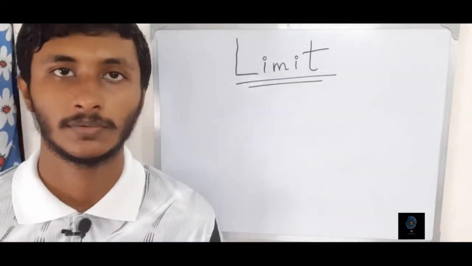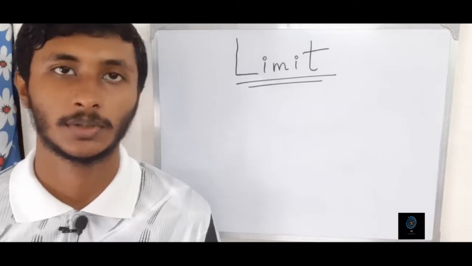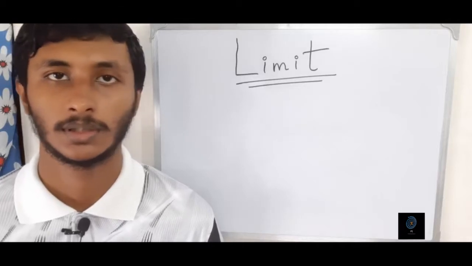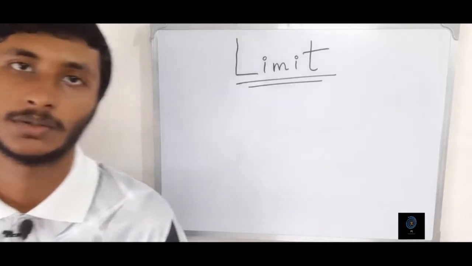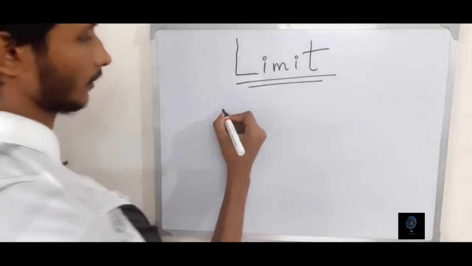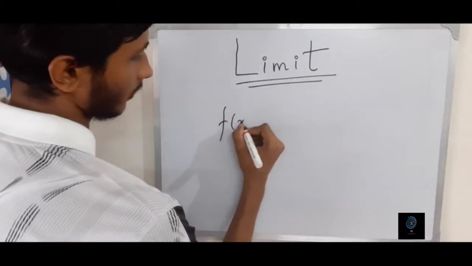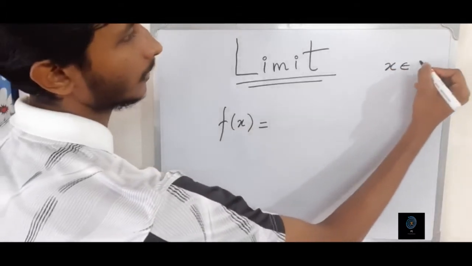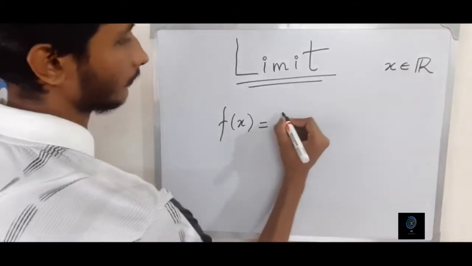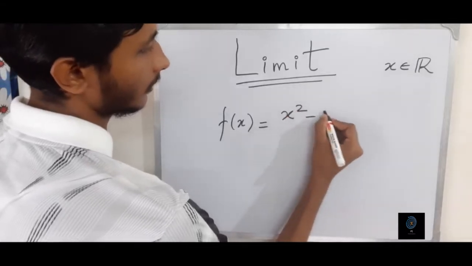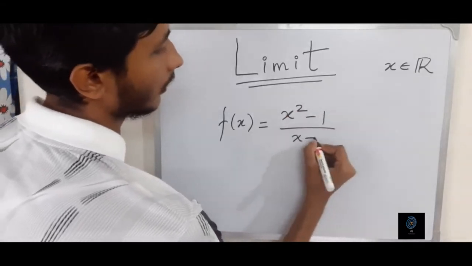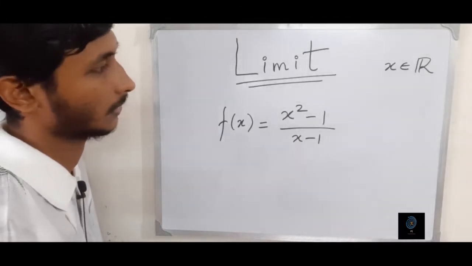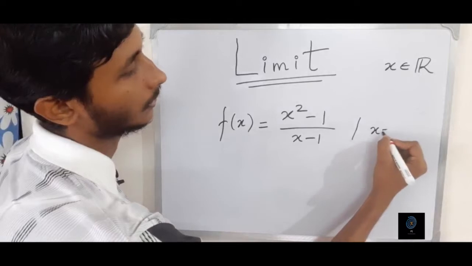Whenever in childhood we have learned arithmetic and mathematical operations, we have learned that division by 0 is undefined in mathematics. That is, we cannot divide any number by 0. So let us consider a function f(x). This is a real valued function of x, where x is a real variable. This function is defined as (x square minus 1) by (x minus 1). And suppose our problem is to know the value of this function at the point x equal to 1.